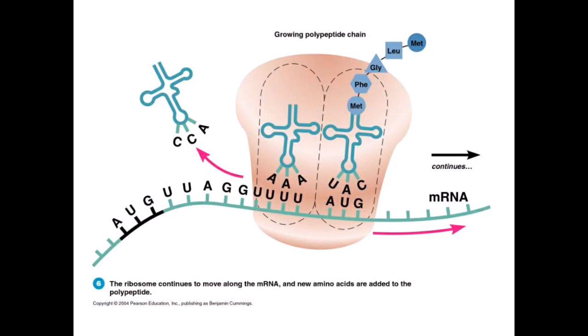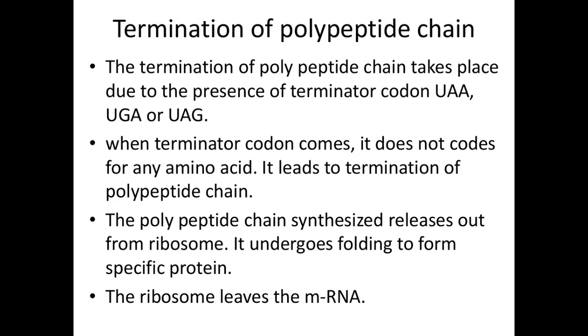In this diagram, see 5 amino acids are joined together and that continues. Termination of polypeptide chain. The termination of polypeptide chain takes place due to the presence of terminator codon UAA, UGA or UAG. That is also known as nonsense codon. When terminator codon comes, it does not code for any amino acid. It leads to termination of polypeptide chain.